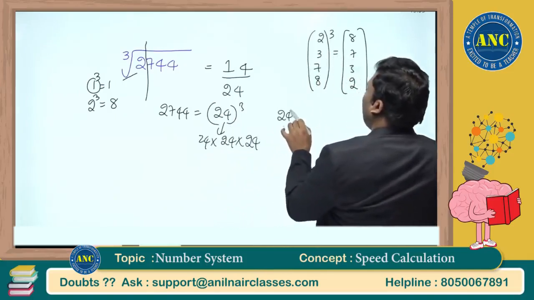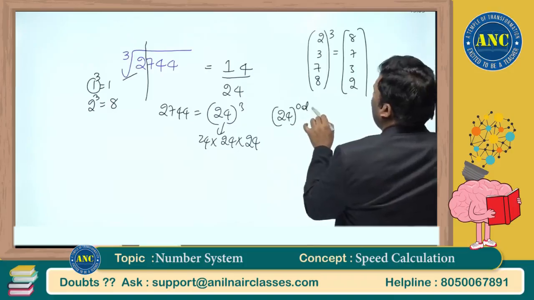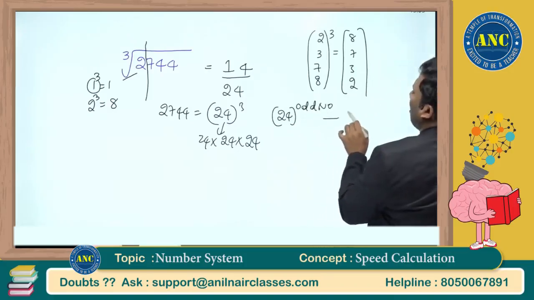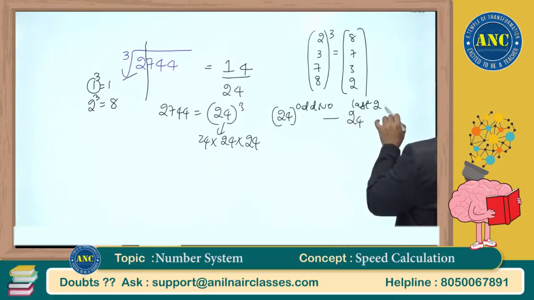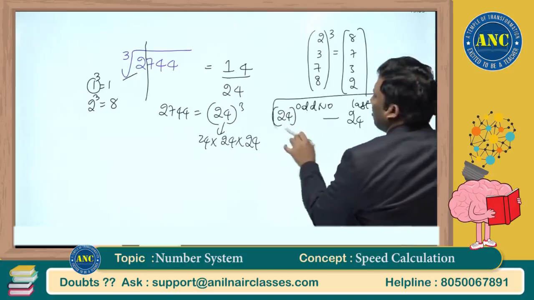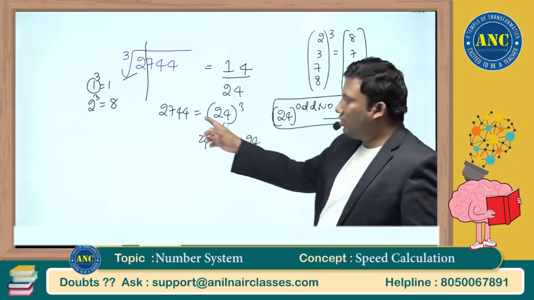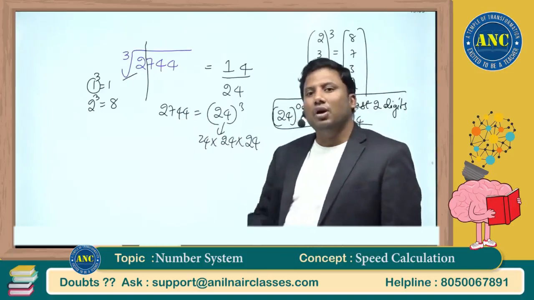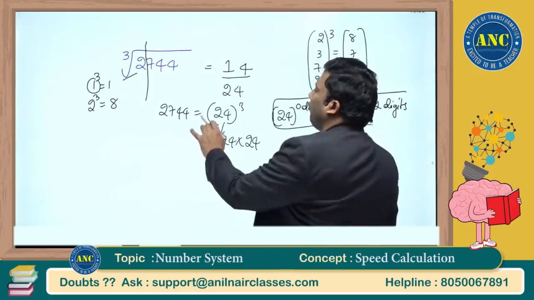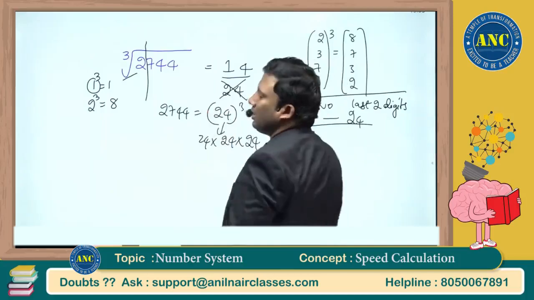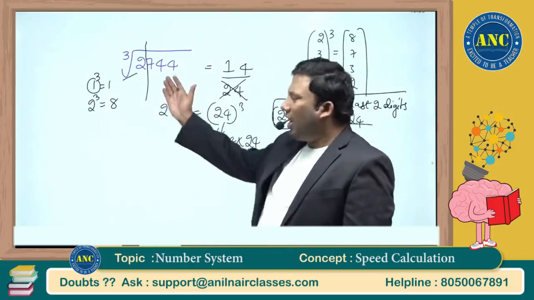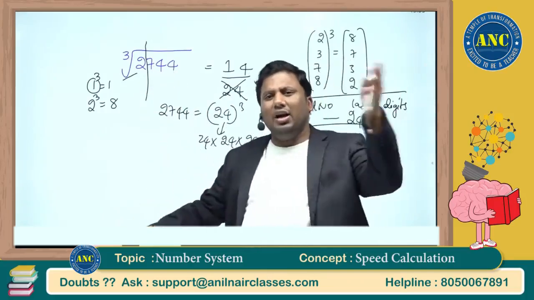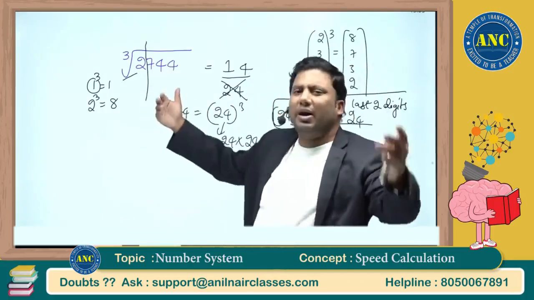Anyway, 24 power odd number, the last 2 digits are always 24. So last 2 digits here are 44. Therefore 24 cannot be the answer. Assume it is not a 4-digit number. It is a 5-digit number, 6-digit number ending with 44.